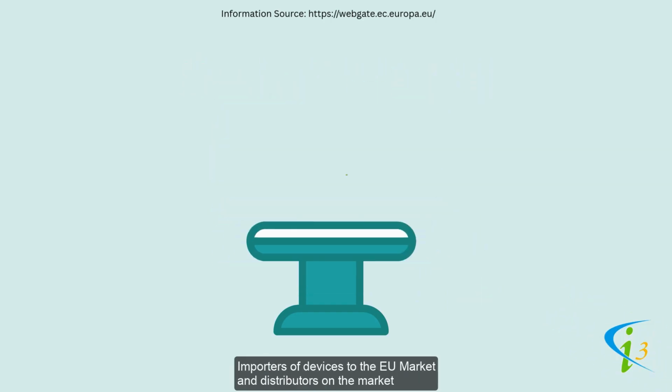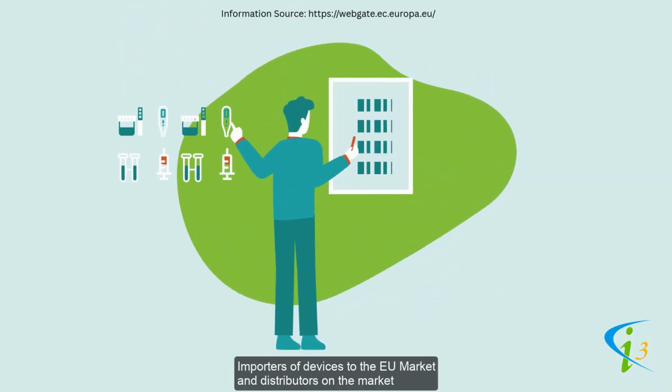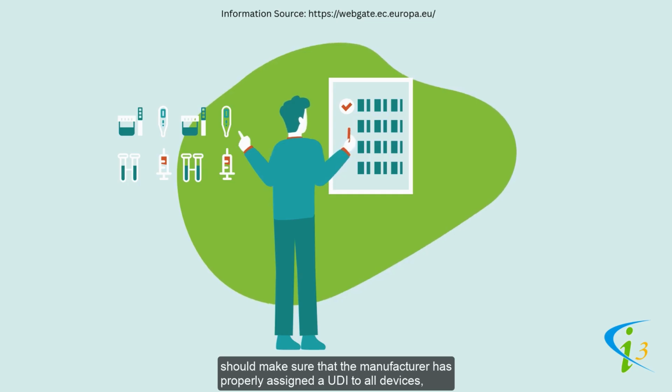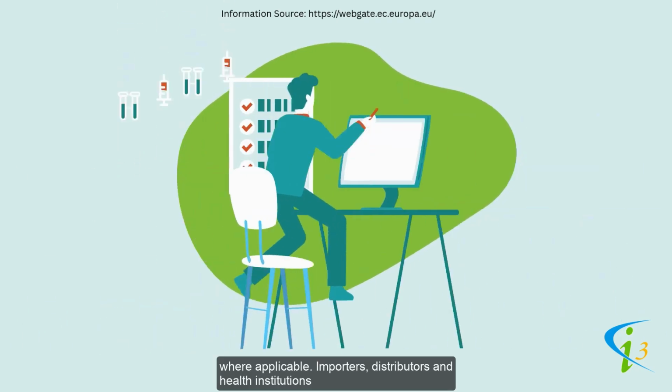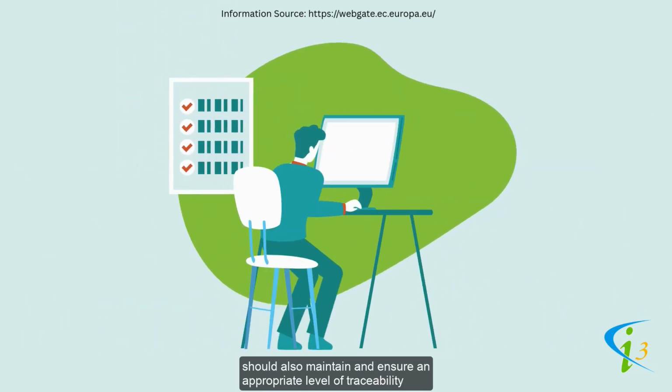Importers of devices to the EU market and distributors on the market should make sure that the manufacturer has properly assigned a UDI to all devices where applicable. Importers, distributors, and health institutions should also maintain and ensure an appropriate level of traceability to keep records of who supplies the devices and who receives them.